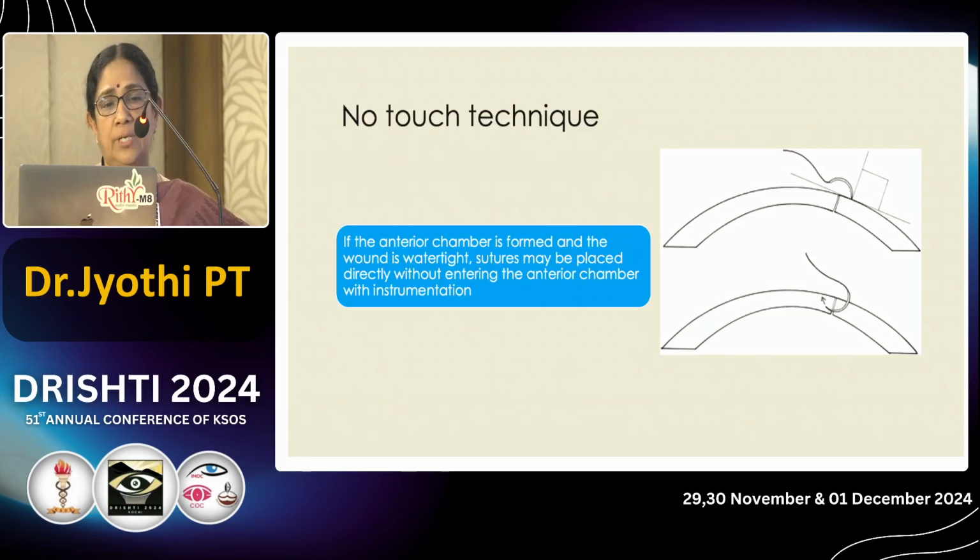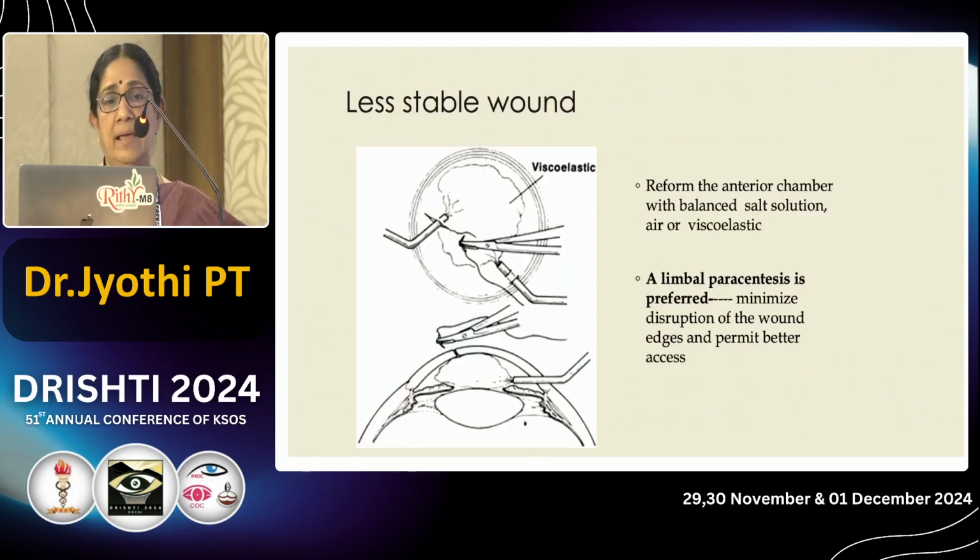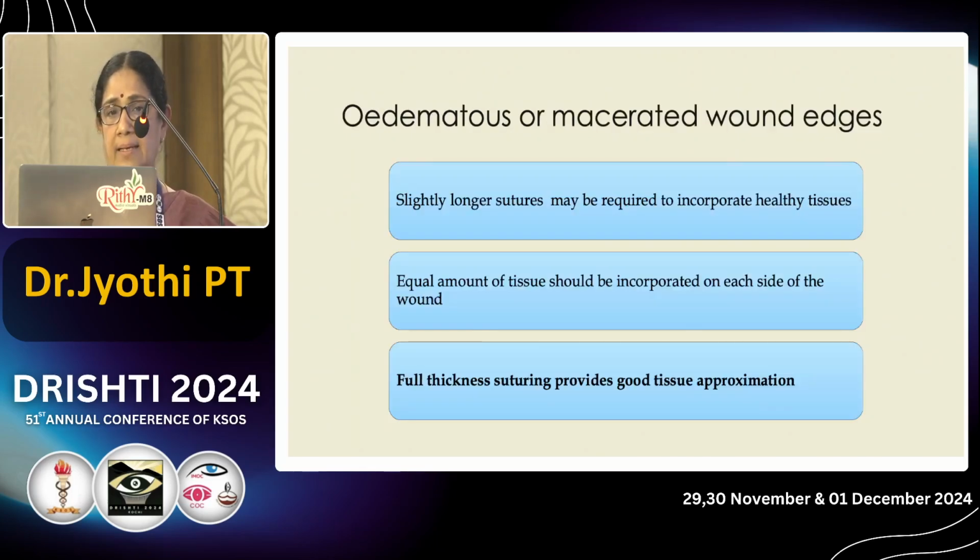And you can use the no-touch technique. If the anterior chamber is well formed and the wound is watertight, the sutures may be placed directly without entering the anterior chamber with instrumentation. Whereas in a less stable wound, you can reform the anterior chamber with balanced salt solution, air, or viscoelastic. A limbal paracentesis is preferred rather than disrupting the wound edges, and it can permit better access.